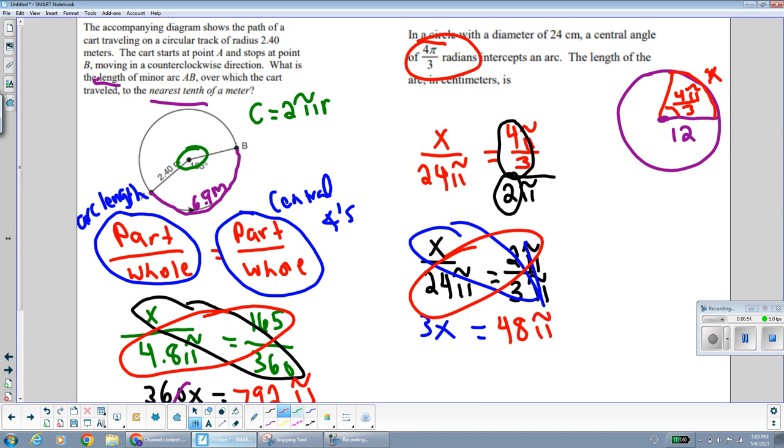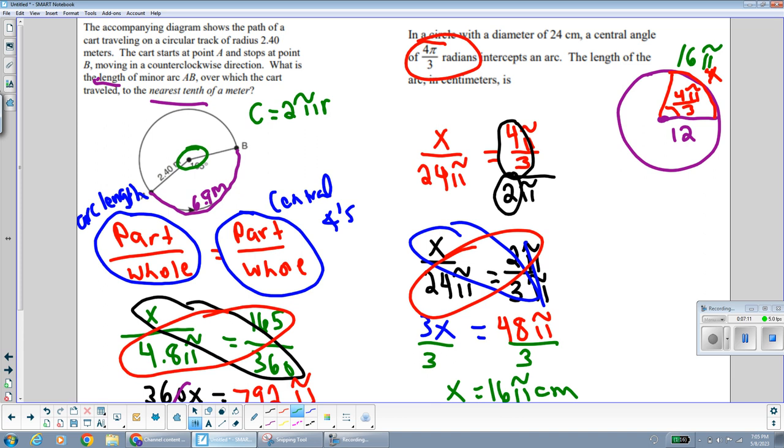48 pi. And then if I divide both sides by 3, let me do 48 divided by 3. And I got 16 pi. So the length of this arc is 16 pi centimeters.